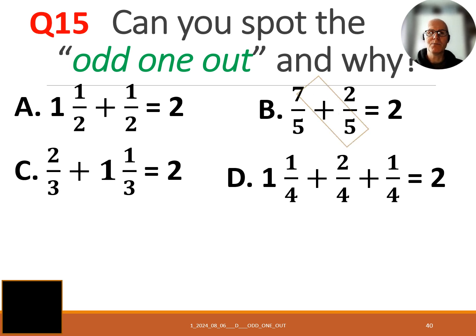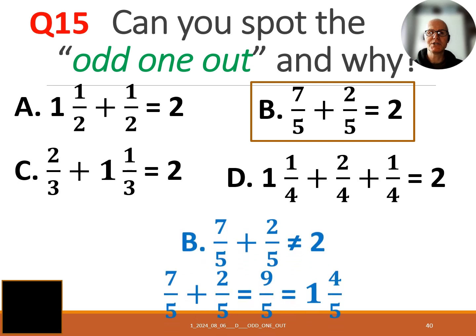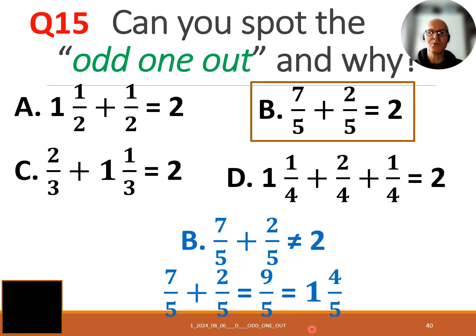Did you get it? It was B. 7/5 plus 2/5 is equal to 9/5, which can be simplified to 1 4/5. 7/5 plus 2/5 does not equal 2. B was the odd one out. All the other three are correct.